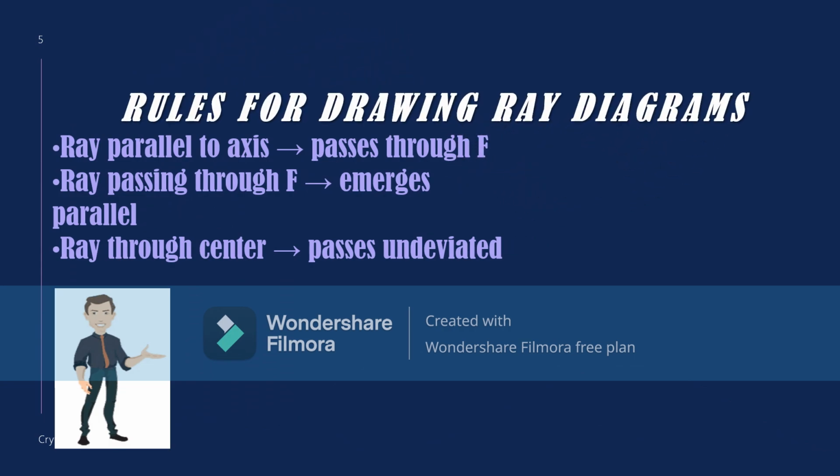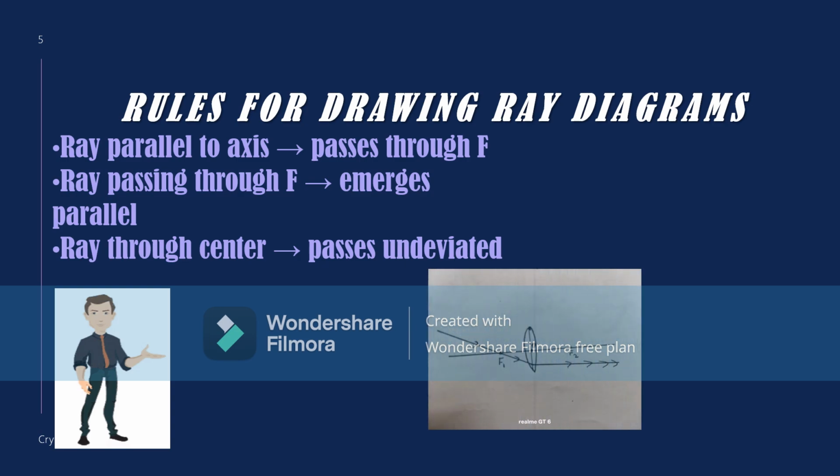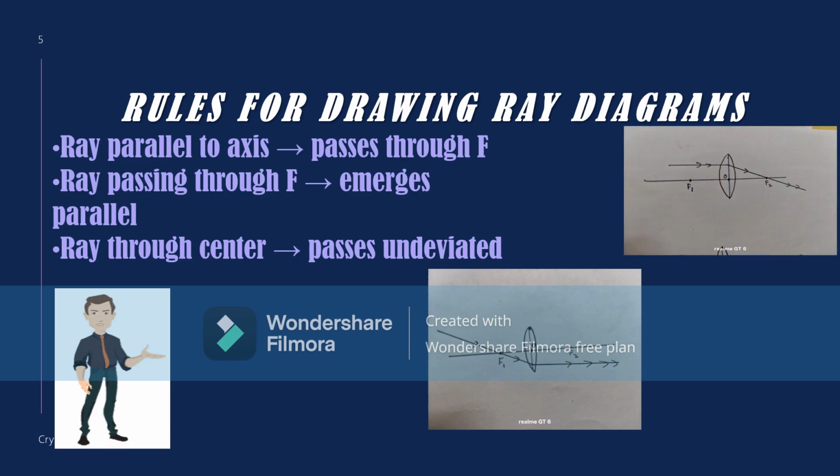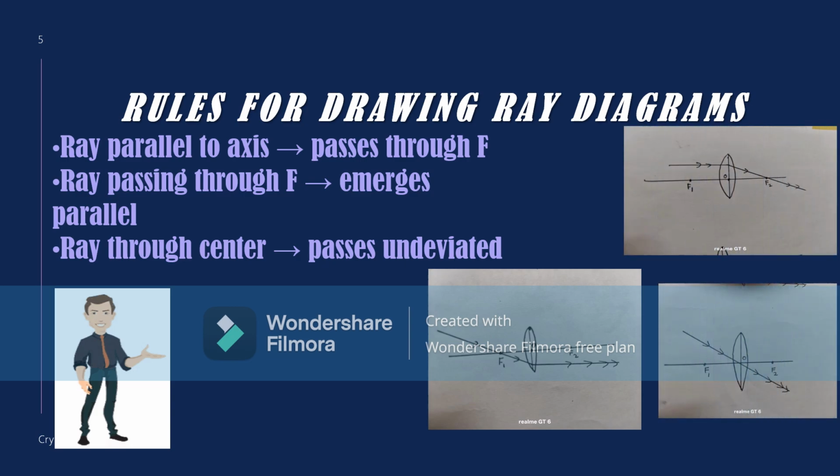So now let's begin. Let's learn the three golden rules to draw ray diagrams for a convex lens. Rule number one: a ray parallel to the principal axis passes through the focal point on the other side. A ray passing through the optic center goes straight without bending. A ray passing through the focal point comes out parallel to the principal axis after refraction. By using just these three rules, we can find out where the image will form. Now, let us apply these rules at different object positions.